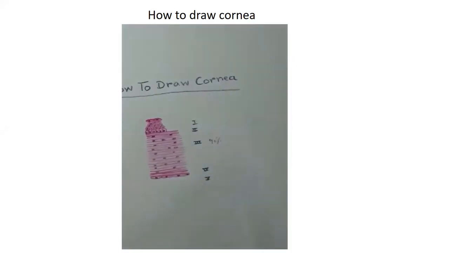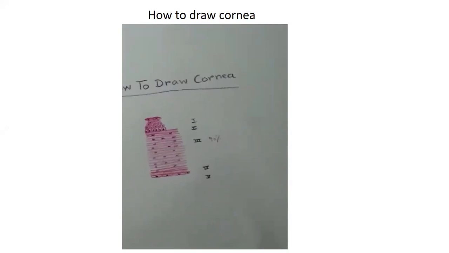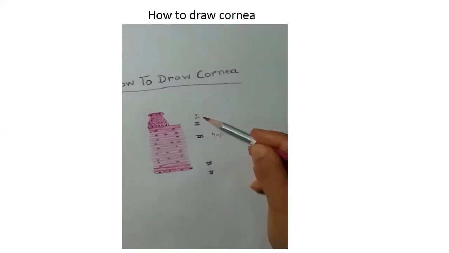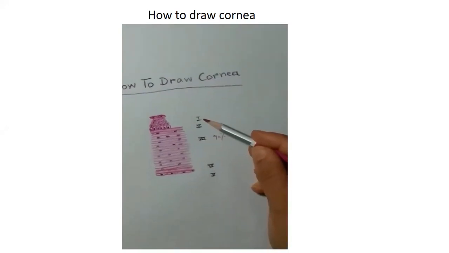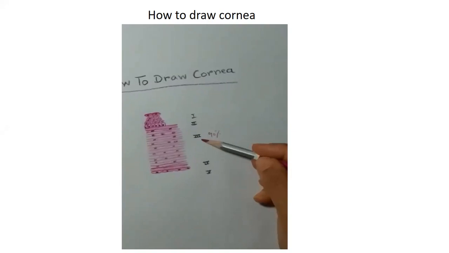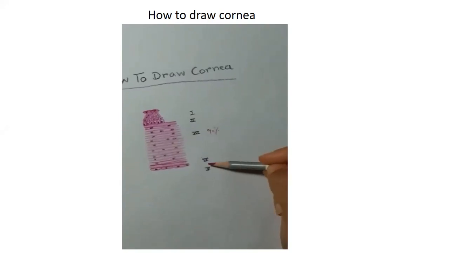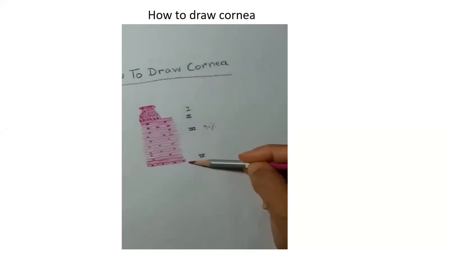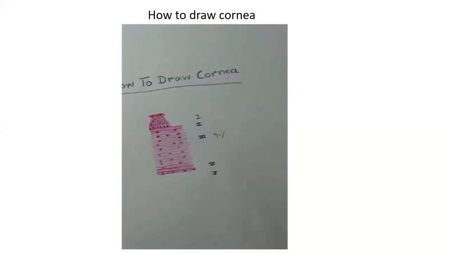So this is the way that you will draw the cornea. First layer is stratified squamous non-keratinized epithelium. Second is Bowman's membrane. Third, substantia propria, and fourth layer is Descemet's membrane and innermost corneal endothelium.